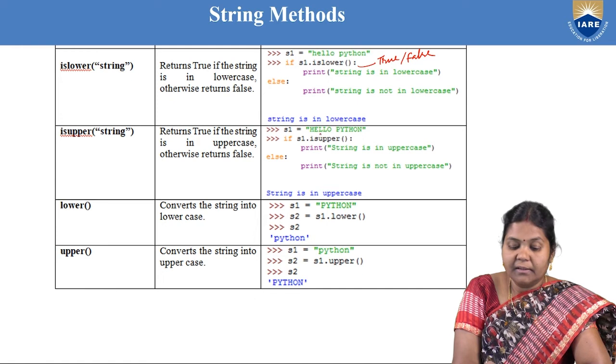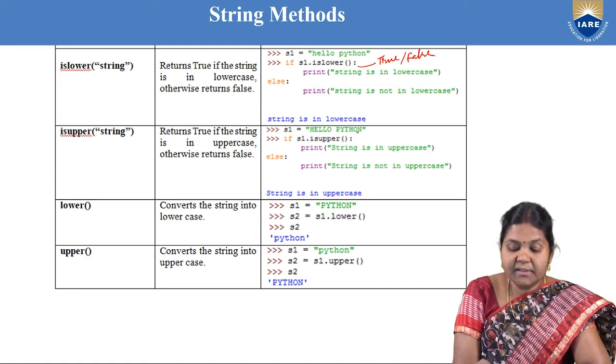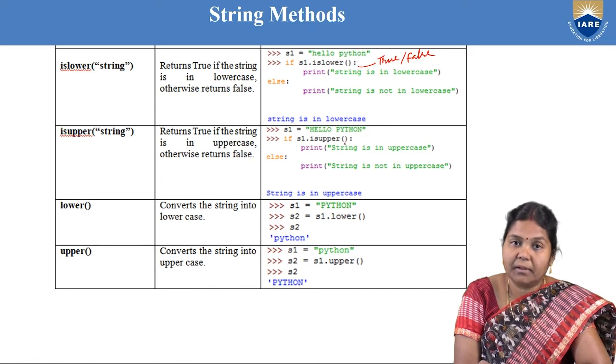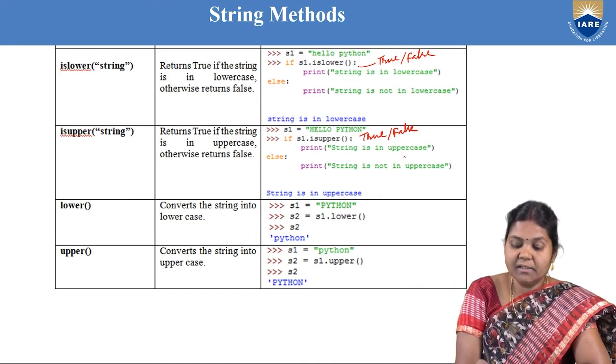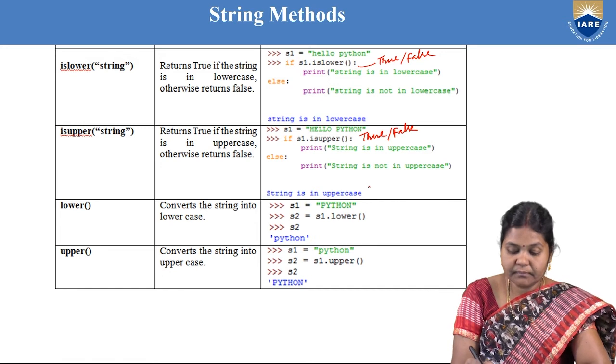Similarly, in the next example, S1 is hello Python already given in uppercase. So, we are checking S1.isUpper, which returns true or false. Here in this case, the string is in uppercase, so it returns true. So, we can print string is in uppercase.